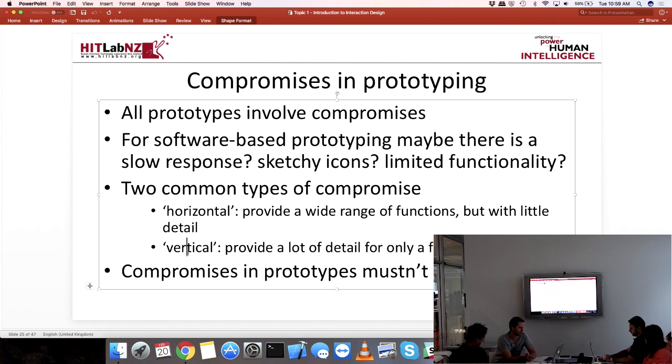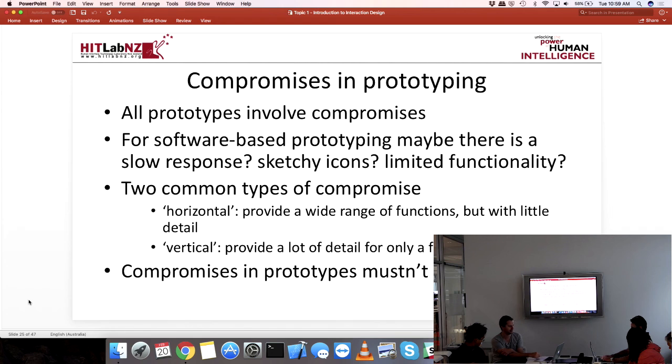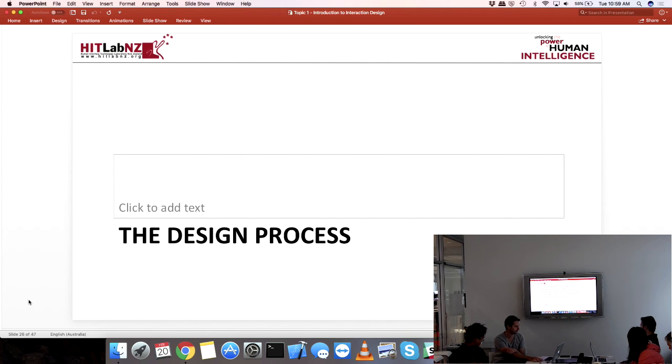And then you have vertical compromises, which is the opposite, where you only do one thing, but you really drill down into that as deep as you can, and again, you make sure you communicate that. So the compromises in prototypes mustn't be ignored, not by the user, especially not by you when you're communicating it to the user.